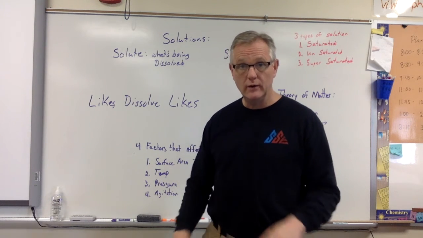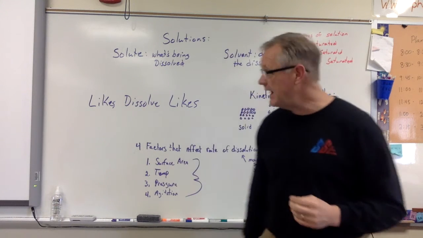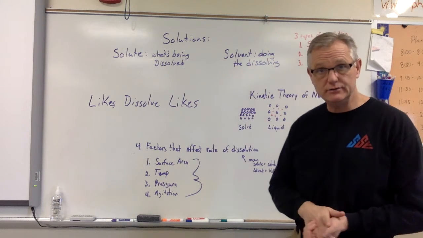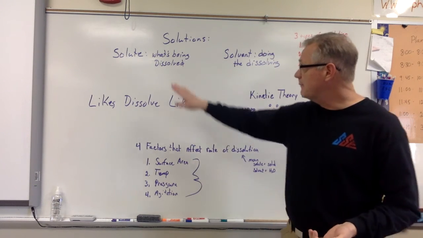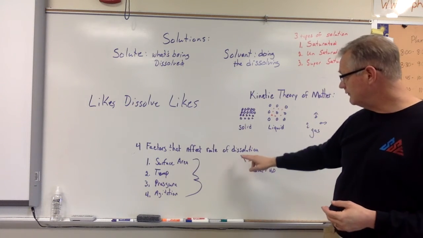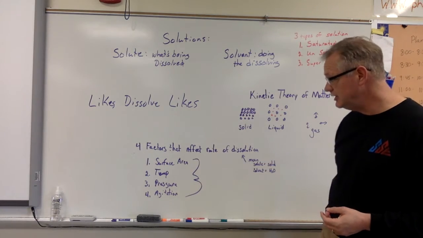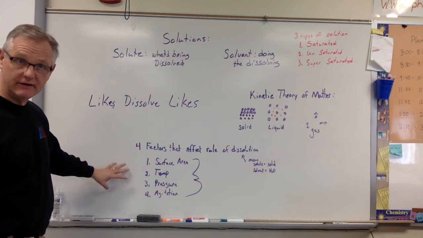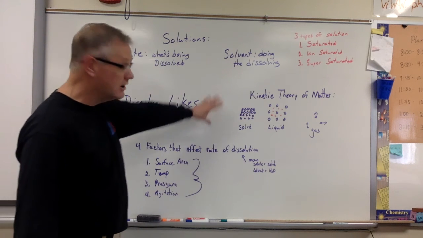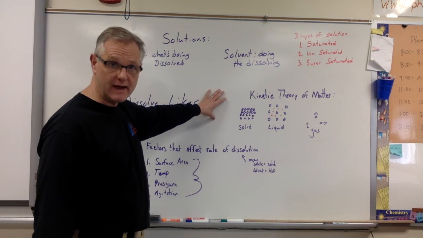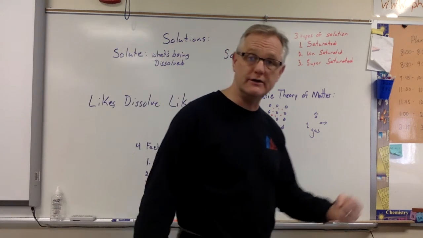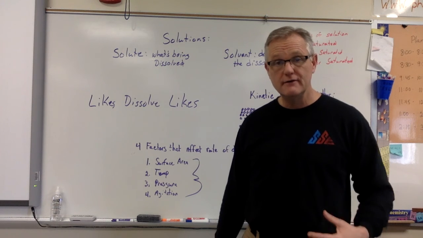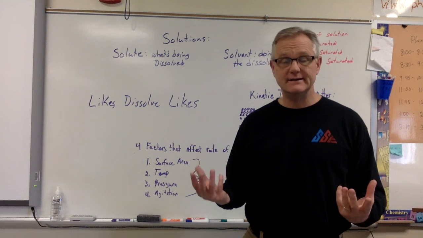All right, so with that being said, I'd like to do a quick little recap. I need you to make sure that you know what is going to be a solute and what is going to be a solvent. The process of dissolving is often referred to as dissociation. There are 4 factors that affect this dissolving or dissociation, and they are explained by the kinetic theory of matter. Once you have your solution, you can have a saturated, unsaturated, or supersaturated solution. Finally, always remember, likes dissolve likes.